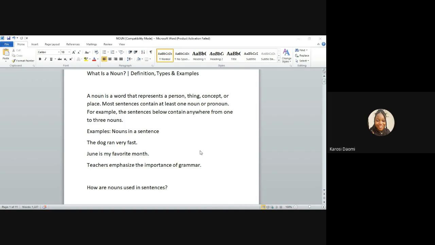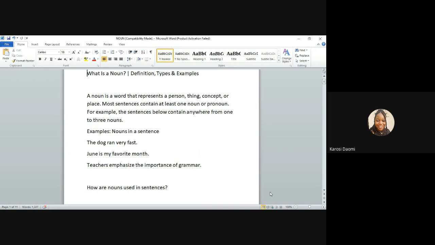All right, so we'll be looking at what a noun is in today's class, the definition, the types, and examples of nouns that we have. So what is a noun? A noun is a word that represents a person, a thing, a concept, or place. So most sentences usually contain at least one noun or pronoun.